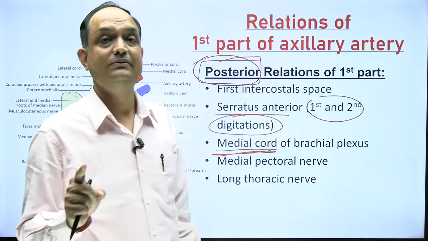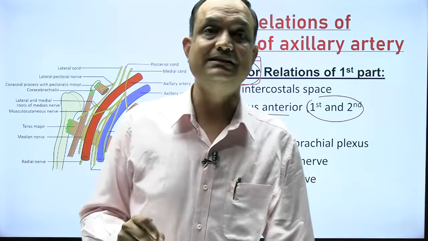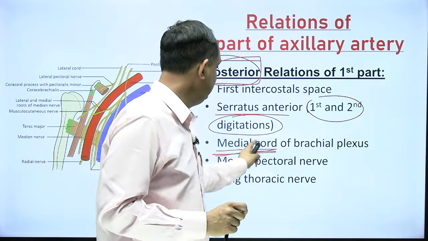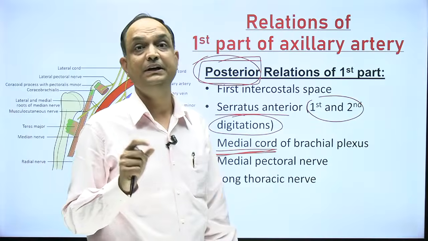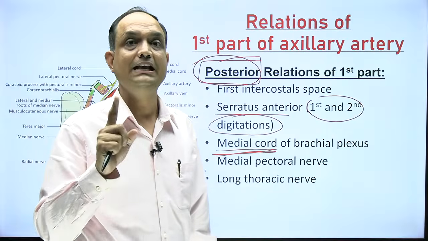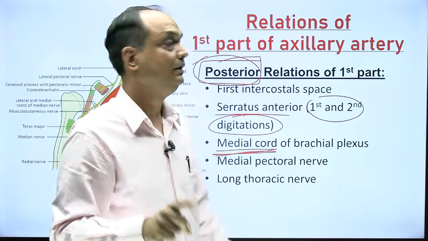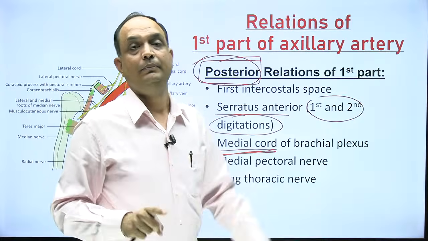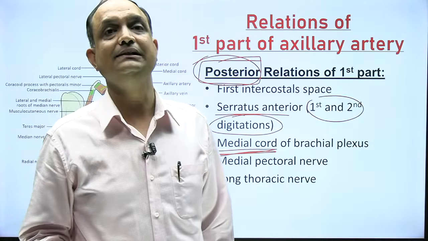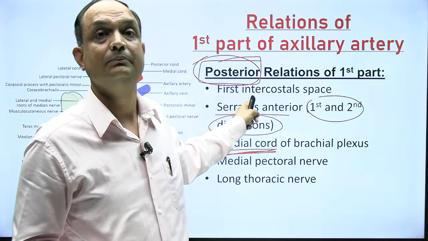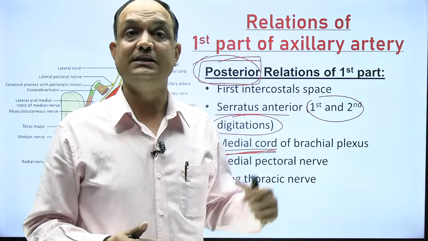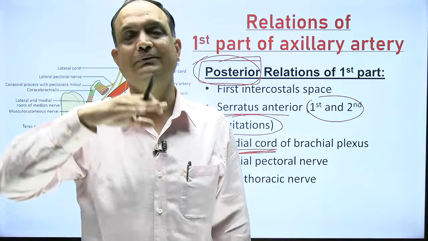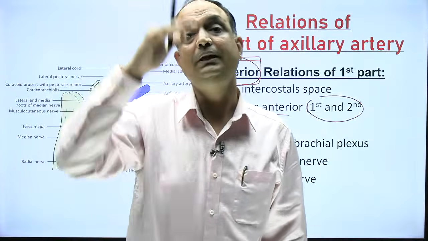Most of the time I have seen in class that students cut this relation. They think it is wrongly written, that the medial cord always lies medially. The medial cord lies medially to the second part, not to the first part, because to approach the medial side, it has to pass behind the artery. Why does it have to pass behind? Because I just explained that the nerves are coming from the neck, so they are superior in relation.